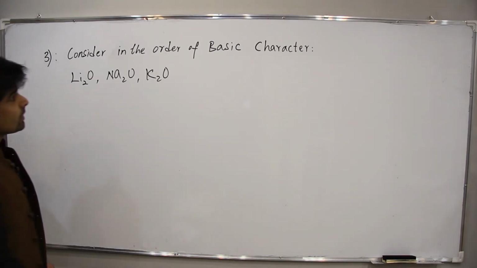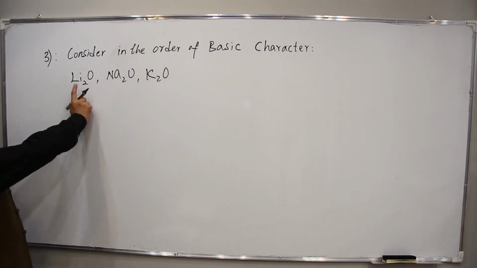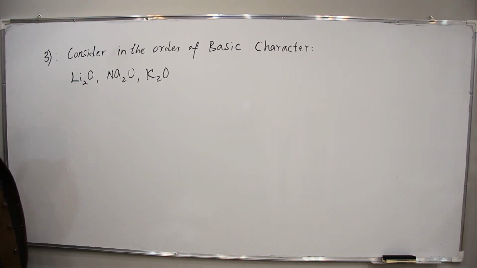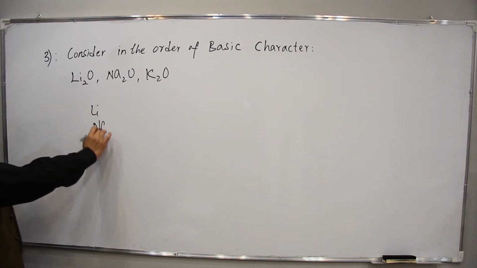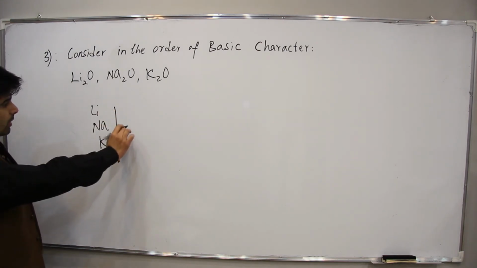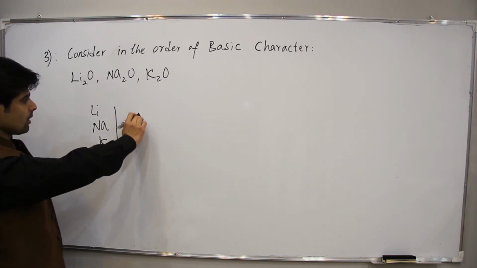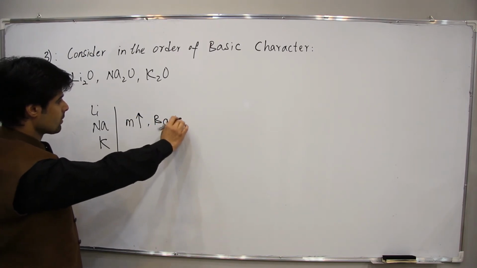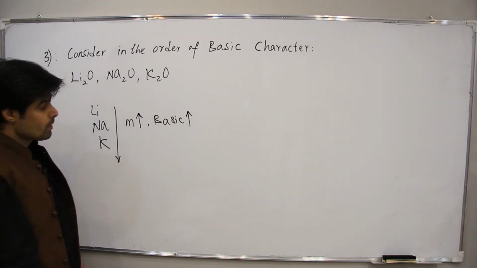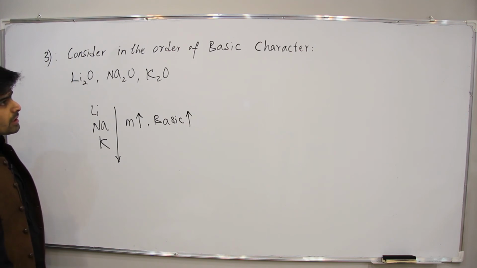Question number 3. Consider the oxides in the order of basic character. By the way, it's easy. Whenever you want to compare these oxides in terms of basic character, they are, I think, in the first group. It means the comparison is asked in a group. We have first lithium, then sodium, and then potassium. Now, by coming from top to bottom, is the metallic character increasing or decreasing? Metallic character is increasing, and basic character is also increasing.